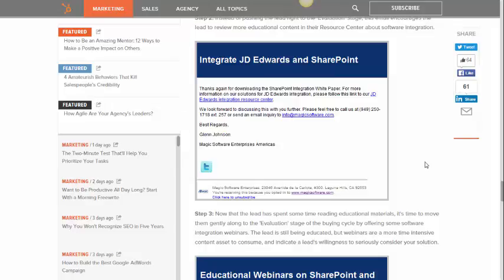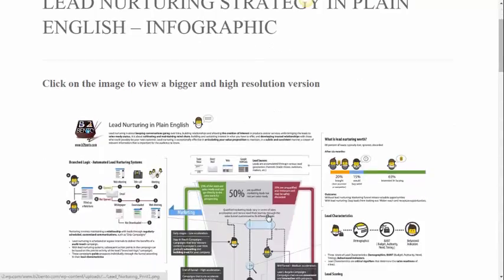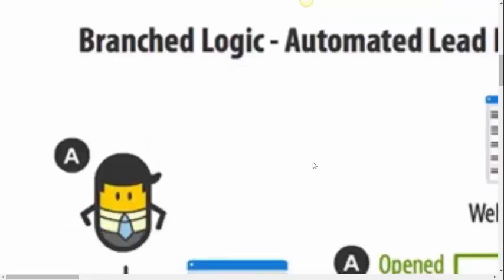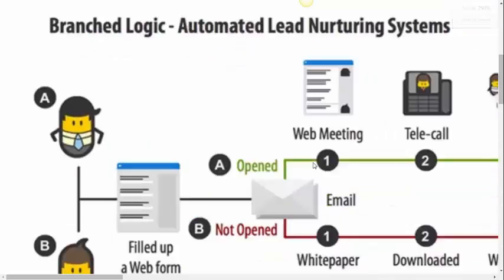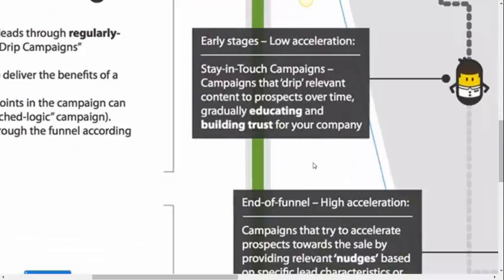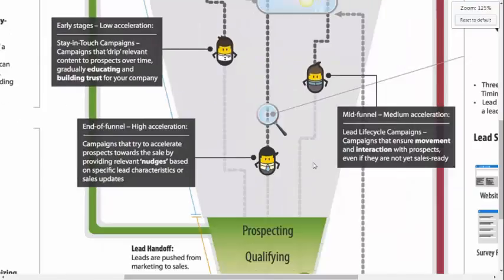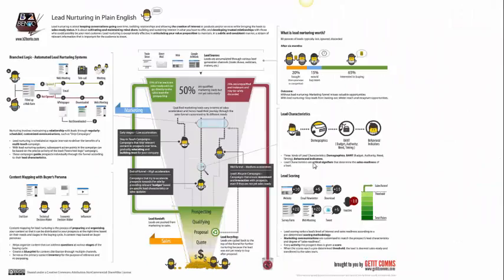Our second article is B2Bento. Love the name. Lead Nurturing Strategy in Plain English. Now, it's a complex infographic and it almost turned me off at that point. I was kind of losing interest in viewing this because the detail was so substantial. I don't think it lends itself very well to an infographic. It's just too much content on here. But let's forgive them that sin for the moment and talk more about the substance than the form. It's not bad and it is worth a read.